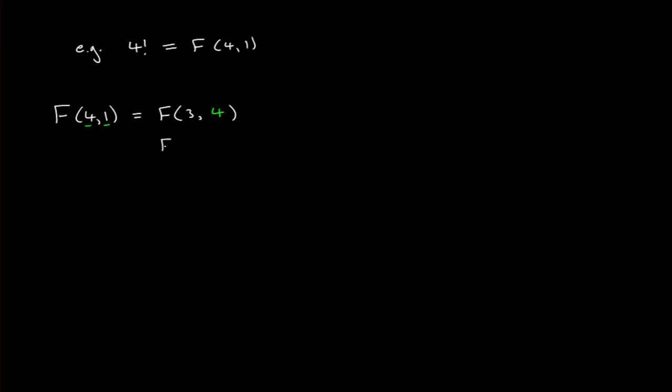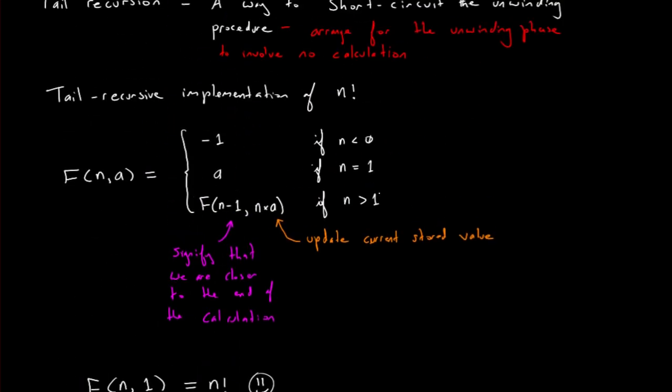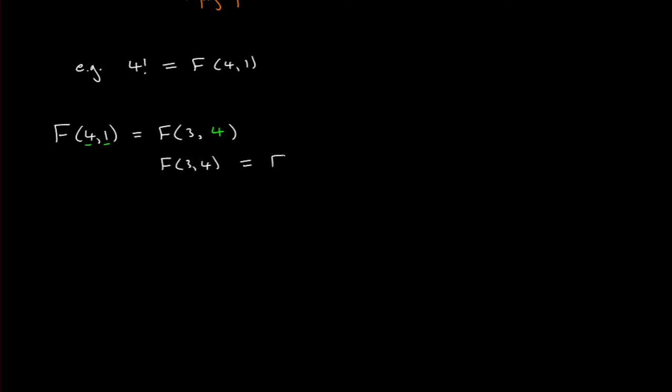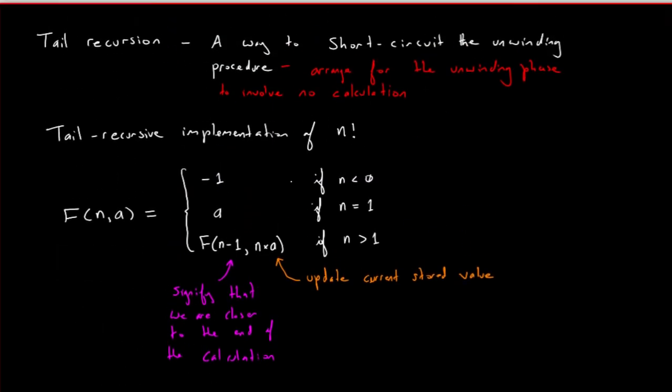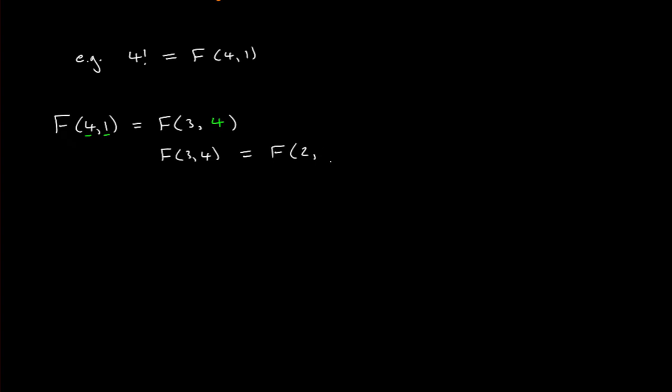Now we want f of 3 and 4. Again, 3 is bigger than 1, so we decrease n by 1 and get f of 2, and then we multiply these together. We take n times a, and 3 times 4 is 12, and to signify where I got that from, I'm going to say 12, and that's the product of these two here. Very good, so we're getting closer. We have f of 2 and 12.